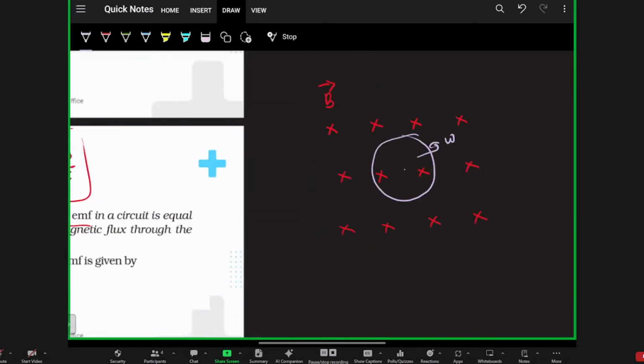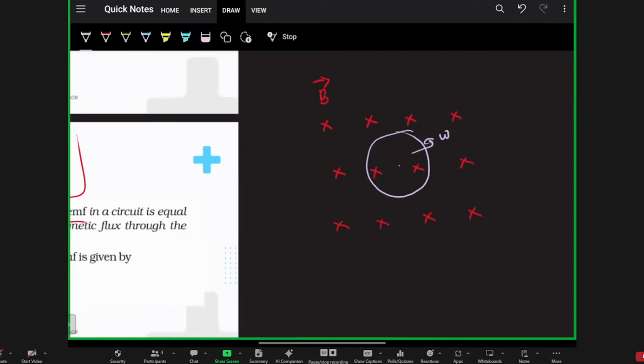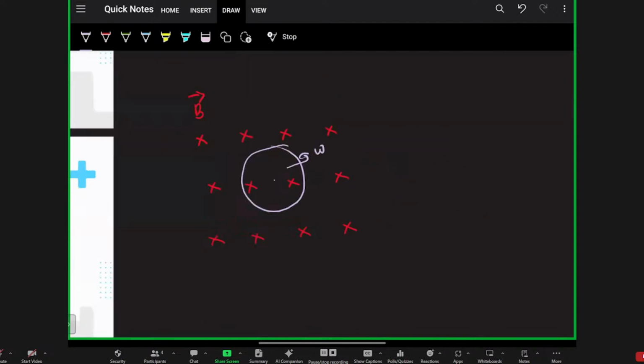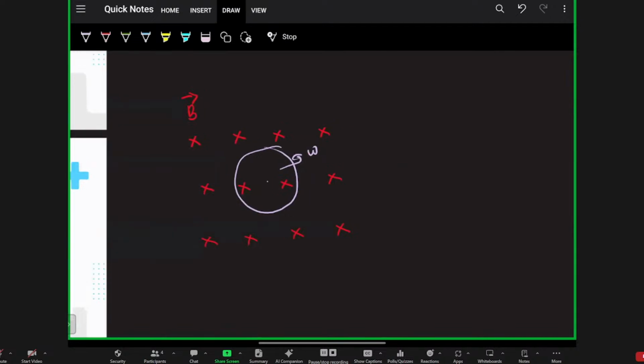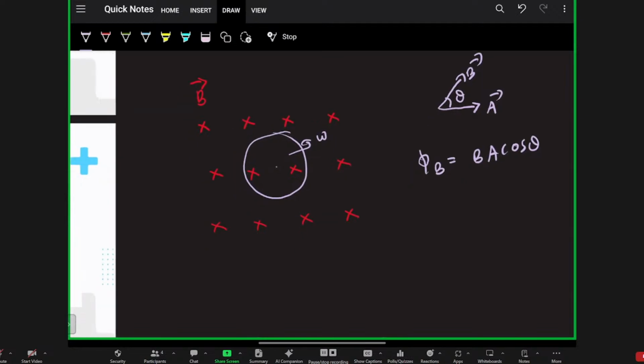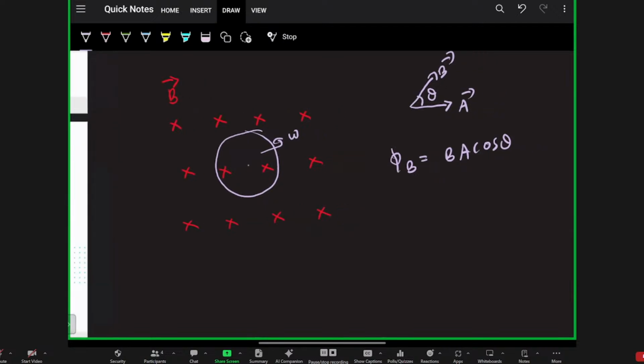Now the ring is rotating. At any time, suppose the area vector of the ring and the magnetic field B make an angle theta, then what will the flux be? Magnetic flux will be simply B dot A, or BA cos theta. This is the basic thing: for any loop in any magnetic field, if the area vector A and the magnetic field B make angle theta, the magnetic flux is BA cos theta.